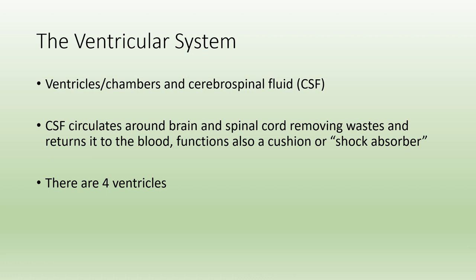The ventricular system refers to the ventricles, or these open chambers in the brain, and the cerebrospinal fluid and how they work together. The cerebrospinal fluid is going to be produced and flow through these ventricles from one to another. There's 4 ventricles in the brain, and then ultimately it's also going to circulate around the spinal cord as well. And the purpose of it, like I said, you have filtered the blood, and now you need to remove any waste products and return that fluid to the blood.